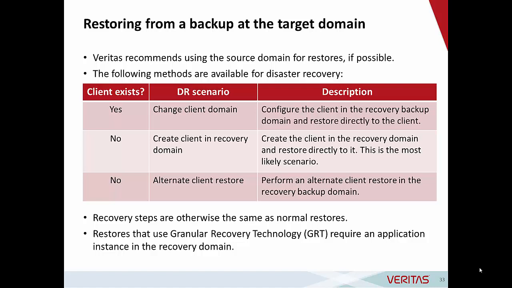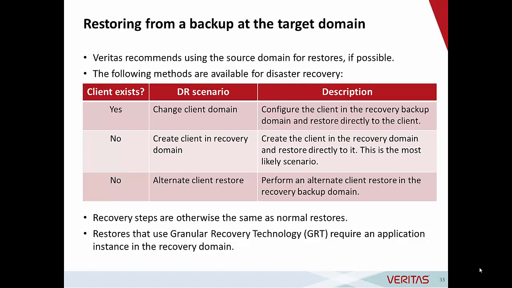Now, Veritas recommends using the source domain for restores if possible, but if something has happened where that's not possible, let's say that the client still exists, but there's been a failure of the NetBackup servers in the source domain, then we can just go ahead and configure the client in the recovery backup domain and restore directly to the client. The biggest thing I'll need to do there are some permissions changes, because by default the client in the source domain wouldn't normally have the right permissions for media servers in the target domain to restore data. That's easy enough to fix.